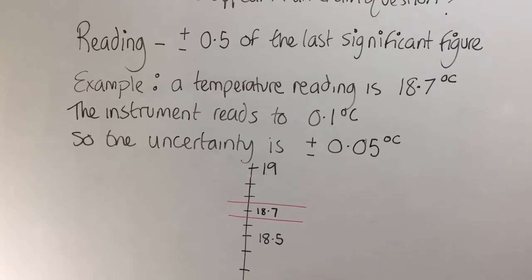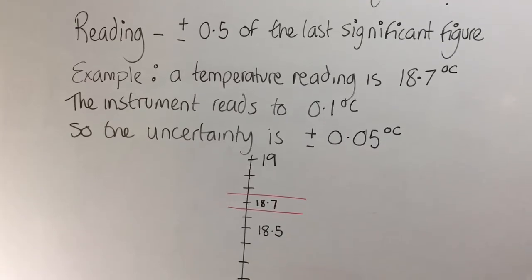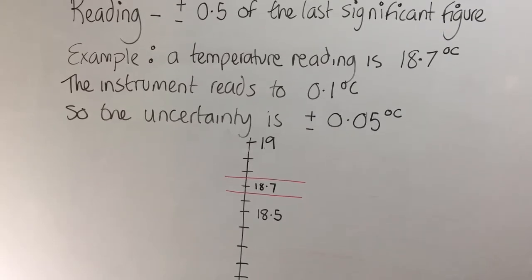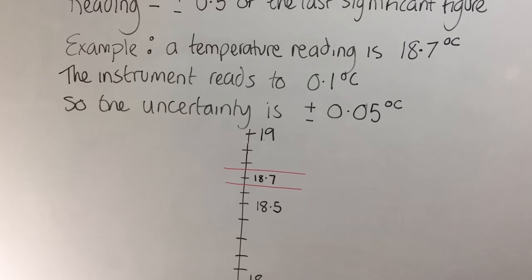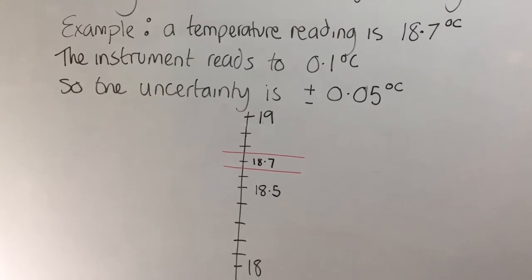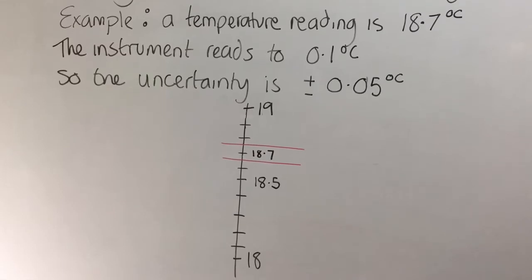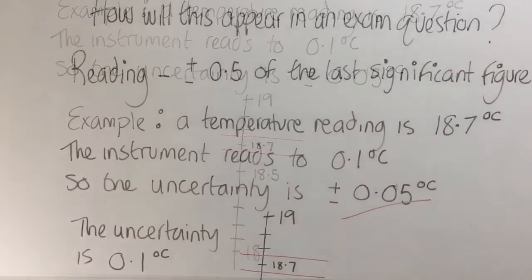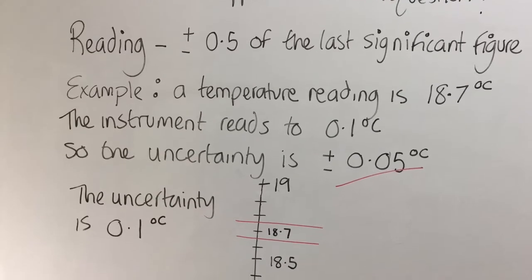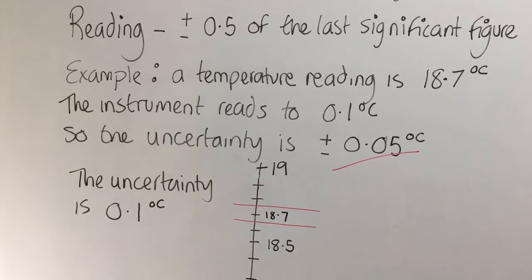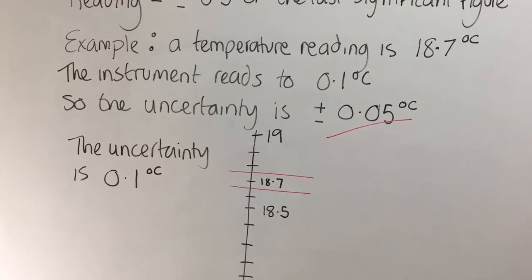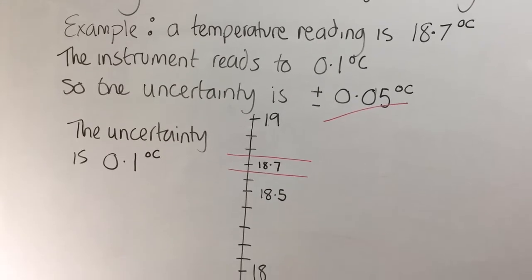If we're told in an exam question that a temperature reading is 18.7 degrees C, then the instrument reads to 0.1 degrees C. So the uncertainty is plus or minus 0.05, i.e. half of the resolution. However, we need to be careful how we represent this. The total uncertainty is 0.1. But if we're going to precede our uncertainty with plus or minus, then it needs to be half of that value.